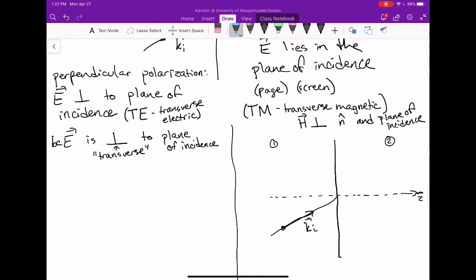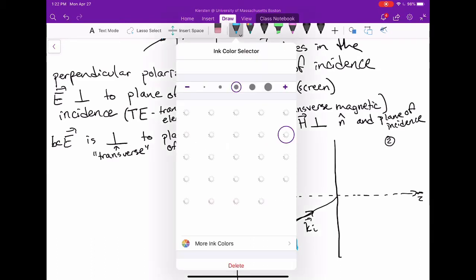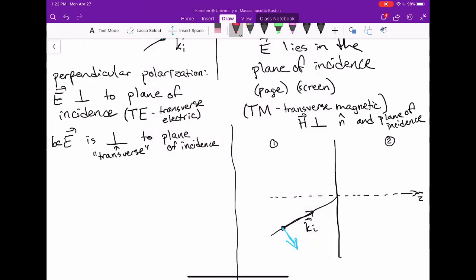They can be this blue electric field vector or this red electric field vector. Could be either one of those. Doesn't really matter which one we choose because it's the incident wave. I'm going to choose the blue one. That is the electric field vector of the incident wave. Now, because E cross H has to be in the direction of the propagation vector, that means that the incident wave's magnetic field is into the screen.